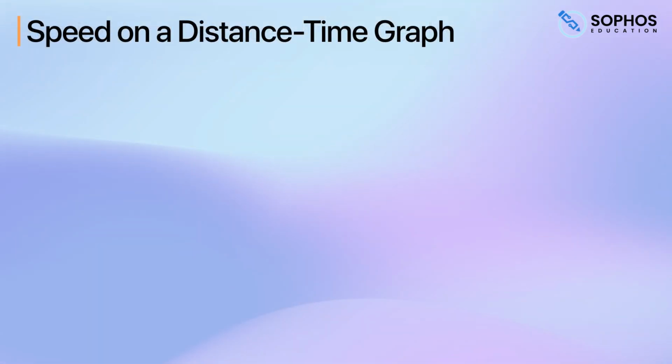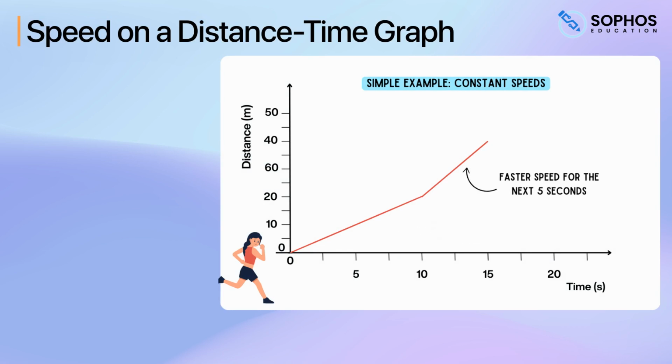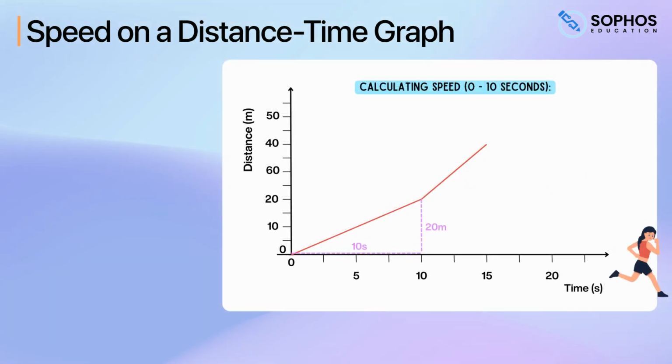Consider a distance-time graph of a person running. The graph shows that the runner starts at a lower, constant speed for the first 10 seconds and then increases their speed for the next 5 seconds. To find the speed, we need to calculate the gradient of the line during these time intervals. First, let's calculate the speed between 0 and 10 seconds. In this interval, the person runs a distance of 20 meters in 10 seconds.